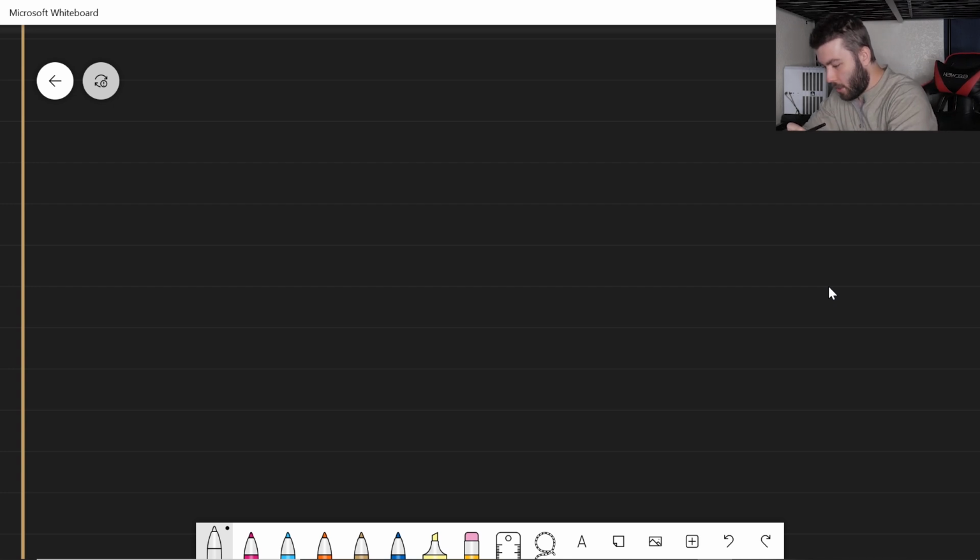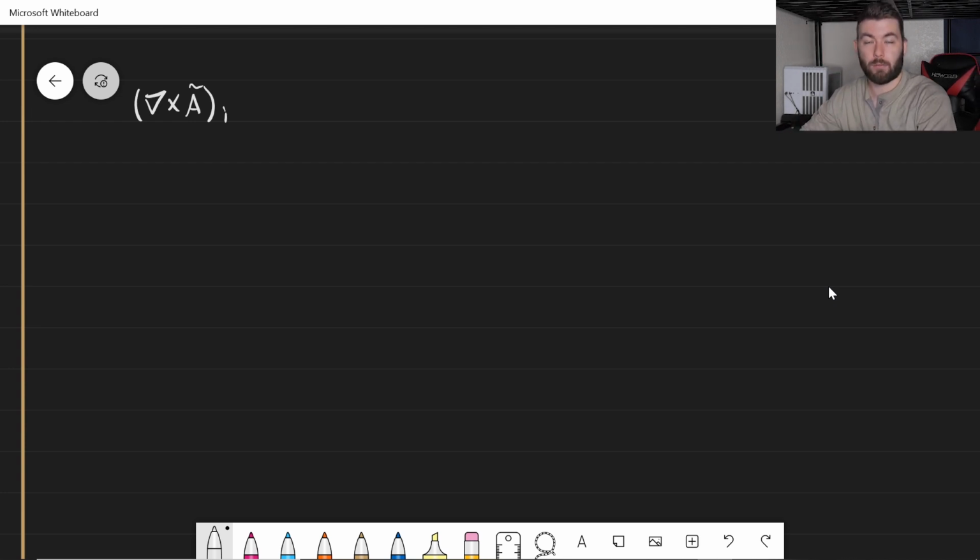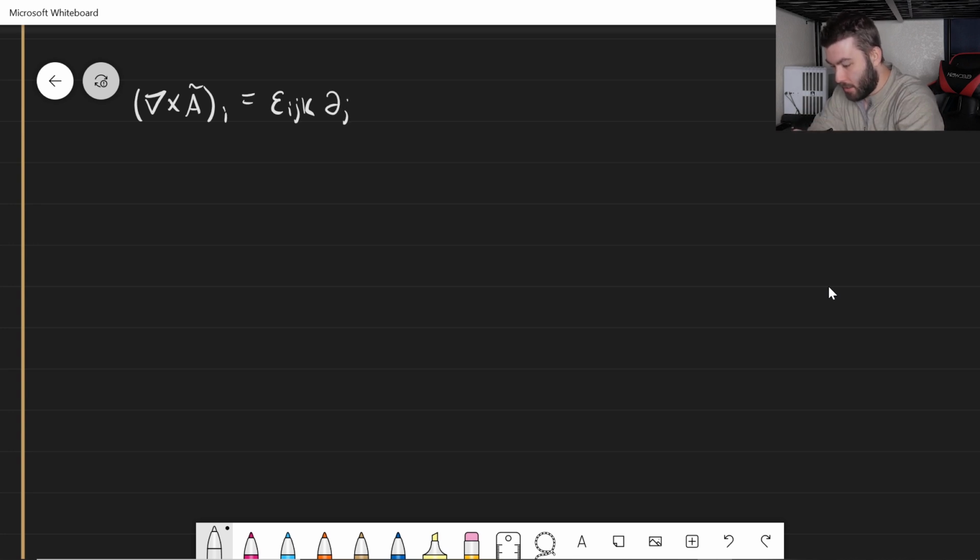So curl of a vector A we could express as del cross A, the ith component, so that could be x, y, you know this by now. And I'm going to put a little tilde on top of the vector, which means it's the ordinary vector. It has nothing to do with contravariant, covariant stuff just yet. This is equal to epsilon ijk, in Cartesian coordinates, say, it would be dj ak.